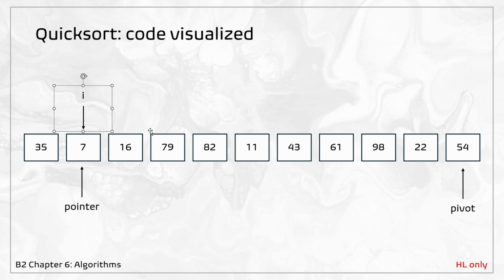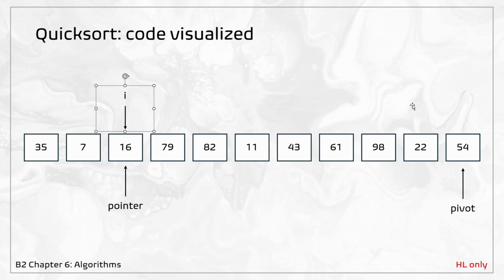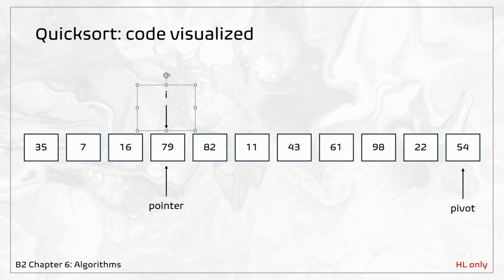So now is 7 less than the pivot? Yes. So the exact same thing happens, but there's nothing to swap here. So again, the pointer increments, I also increments. And now is 16 less than the pivot? Yes. So again, the same thing happens, nothing happens. The pointer increments, and I increments. And now, is 79 less than the pivot? No. So the pointer doesn't move, there's no swaps, and I just simply moves on.